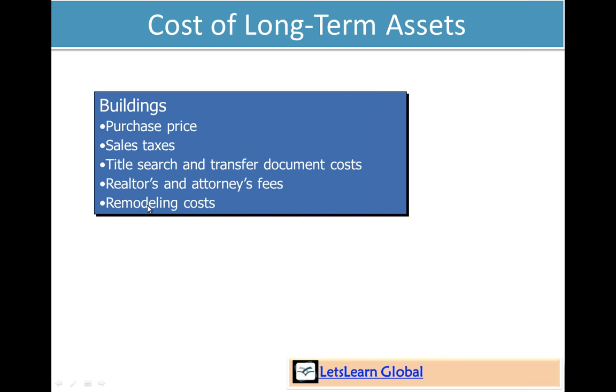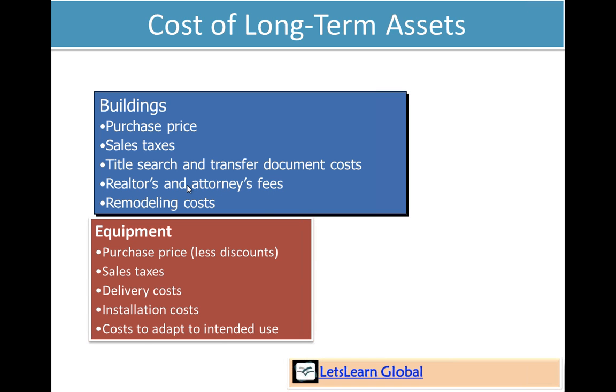In the case of land, please remember these points, very important points. What costs are to be included in long-term assets? In the case of land, in the case of building, in the case of plant and machinery, etc. In the case of buildings, when you purchase ready buildings: the purchase price of the building, the taxes you pay, the title search, registration costs, any realtor's fee, lawyer's fee, and any remodeling costs before you occupy the building. These are all to be added into the building account. Then you capitalize it and start depreciating it.